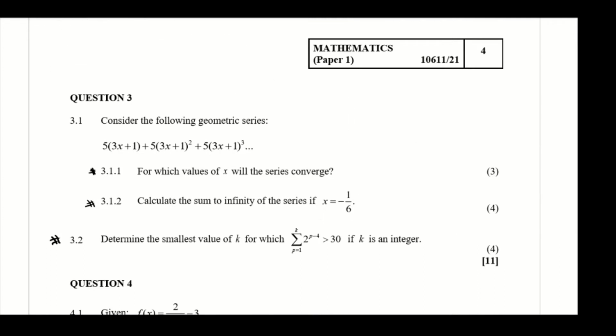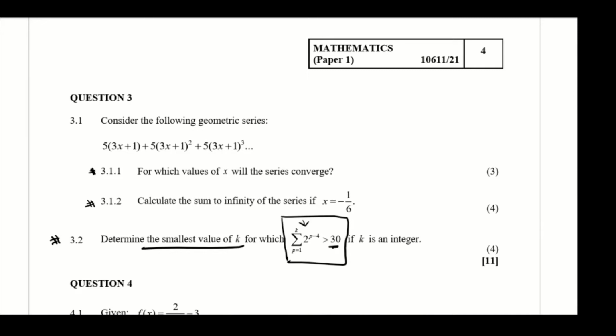So now we are going to do 3.2, which we are asked to determine the smallest value of k such that the sum is greater than 30. So if you check, the sum, which is this one here, is greater than 30. So we need to find that value of k. For us to find that value of k, we need to find our sequence first, our series, right?